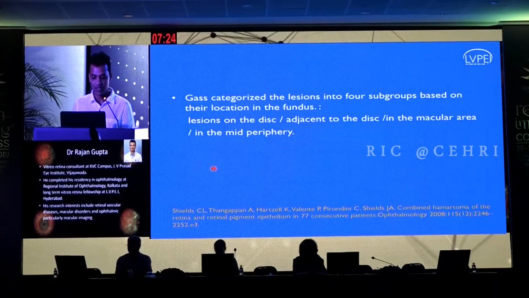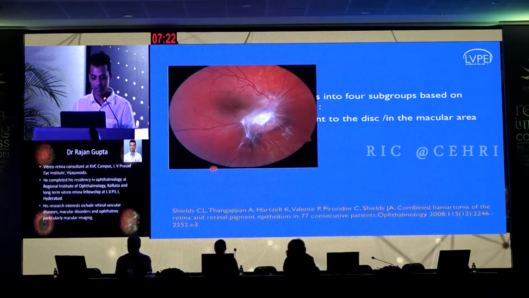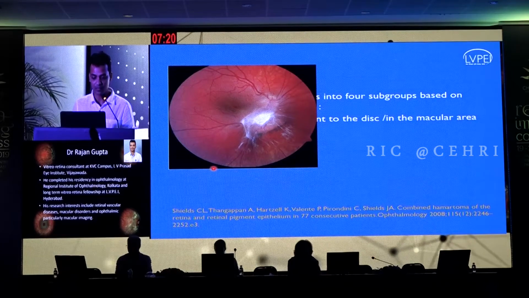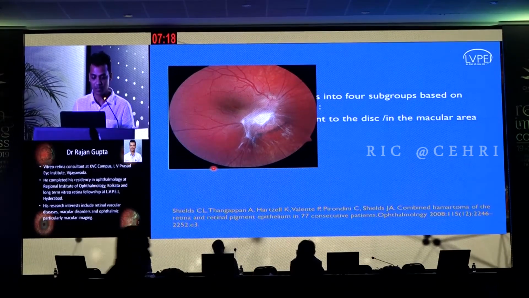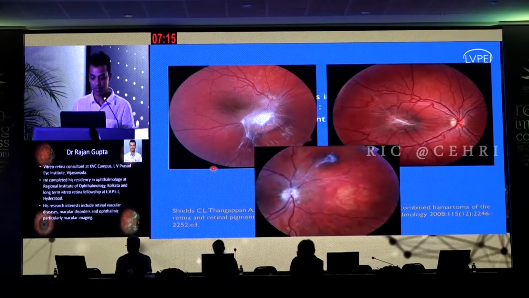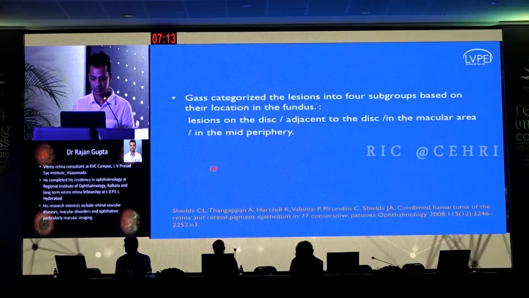Based on the location of the lesions, the hamartomas are described at the disc or near the disc, that is the peripapillary hamartomas, at the macula, or near the periphery or the equator.